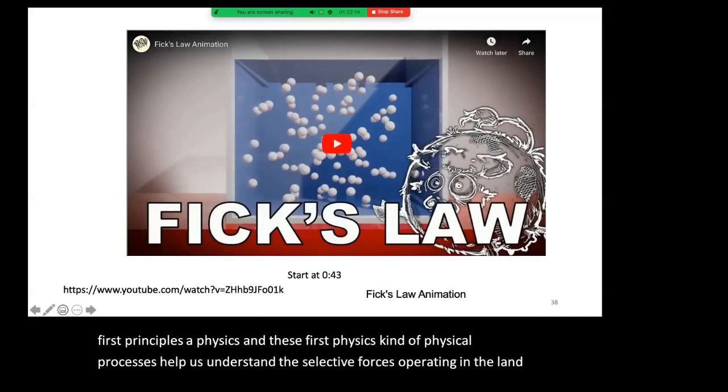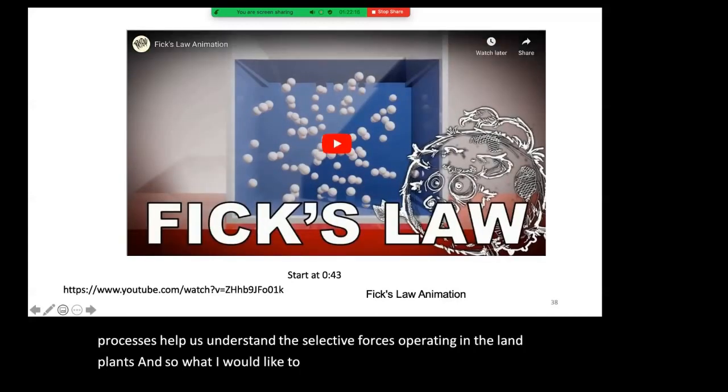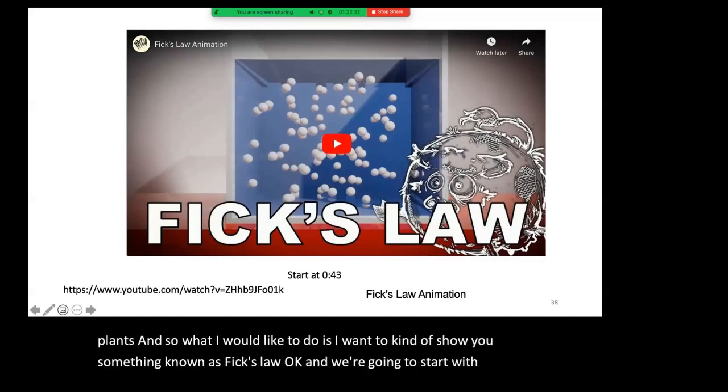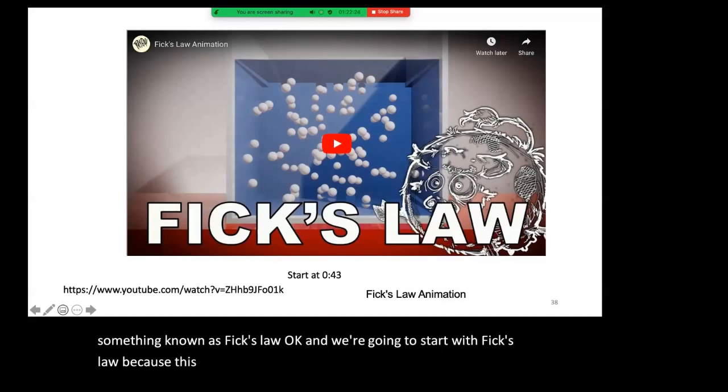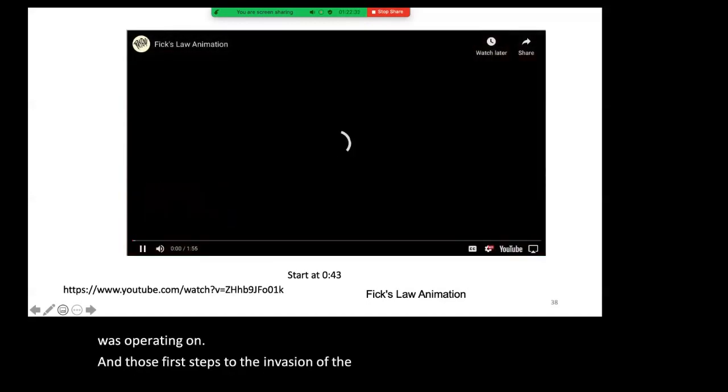And so what I would like to do is show you something known as Fick's law, okay? We're going to start with Fick's law because this enables us to understand what selection was actually operating on in those first steps to the invasion of the air. All right, and so I'm actually going to start this.